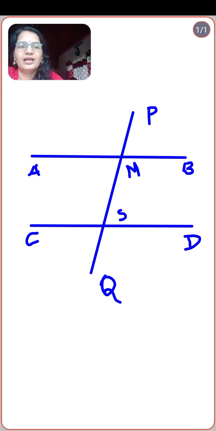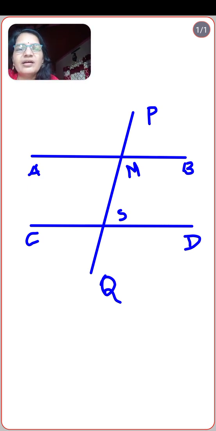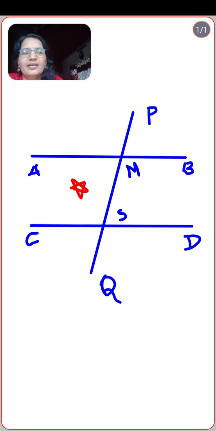Okay. Now let me draw a star. Look, children, this is a star. Can you say the position of the star? Is it in the outer part of the parallel lines? No, it's in the inner part of the parallel lines. Inside. Interior part. The star is in the interior part of the parallel lines.